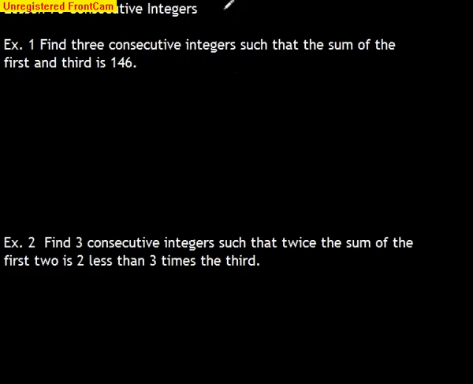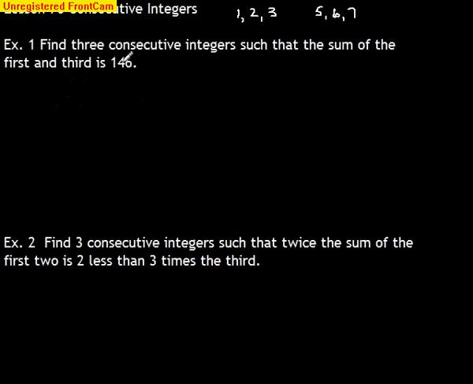So first of all, let's talk about what a consecutive integer is. Consecutive integers would be like 1, 2, 3. They're consecutive. They're in order. 4, 5, 6, 7. They're one after another. So when we do these consecutive integer problems, the first thing we have to do is learn how to set up our heading.